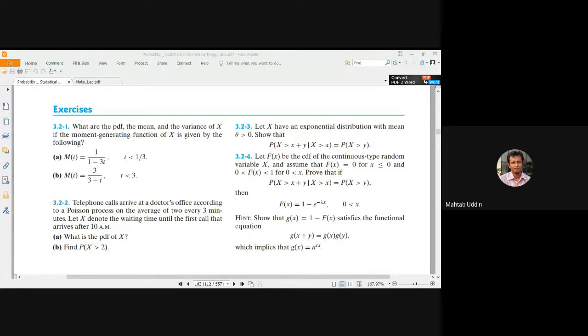Can you see the book? Yes sir. Well, everyone, yes sir.